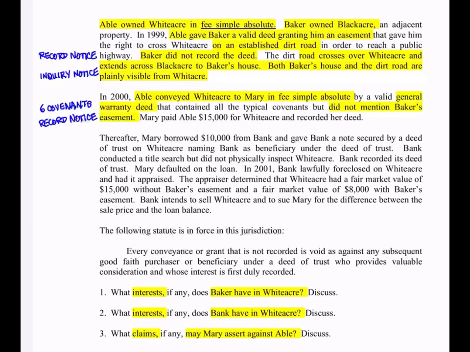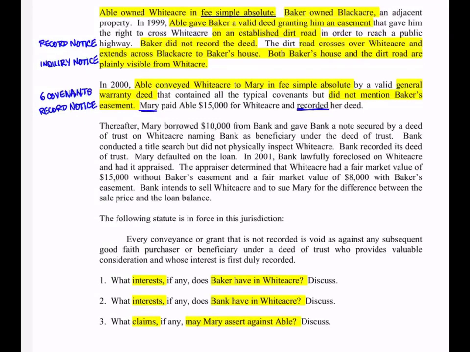Bank conducted a title search. Well, we already know the easement isn't mentioned in the title, but they did not physically inspect Whiteacre. They're trying to trap unprepared bar candidates into saying that, well, since they didn't look, there's no inquiry notice. But that's not the standard for inquiry notice, is it? It's would a reasonable buyer or reasonable lien holder have seen that road when they did a reasonable inspection of the property. So yeah, there's inquiry notice here for Bank.